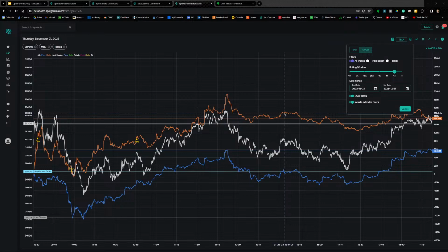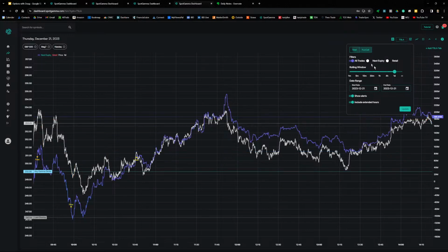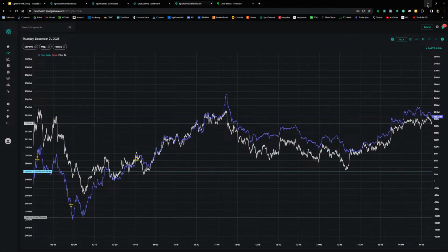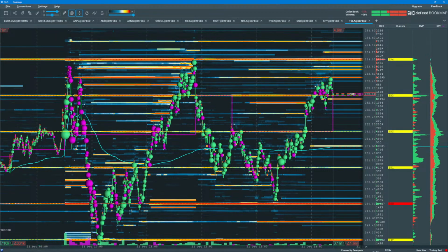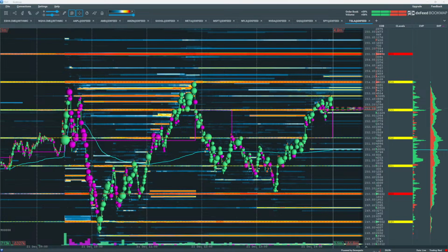And when these lines are moving in the same direction, that's a very powerful directional indicator. And it's hard for price to move in the other direction. When traders are buying calls and selling puts, it's highly likely that the stock price is going to move higher. Let's go back to Bookmap. So here's the reversal higher.